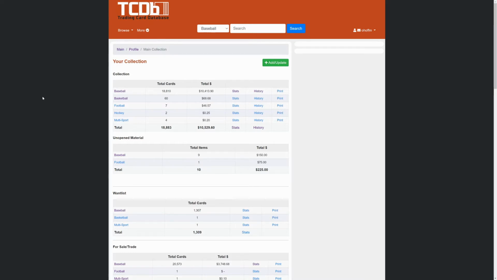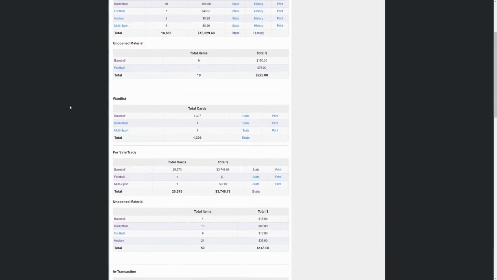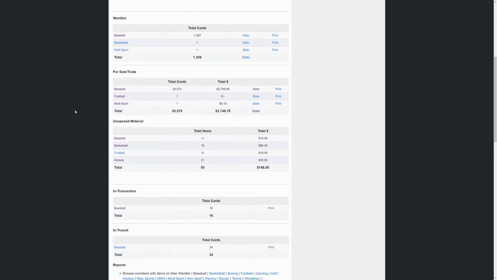You have to have cards on your for sale trade list. That's down here. If you don't have anything to trade, then you can't trade. So you have to designate cards that you are willing to give up to get other cards. If you're someone that doesn't want to get rid of any of their cards and can't part with them, then trading is not for you either.